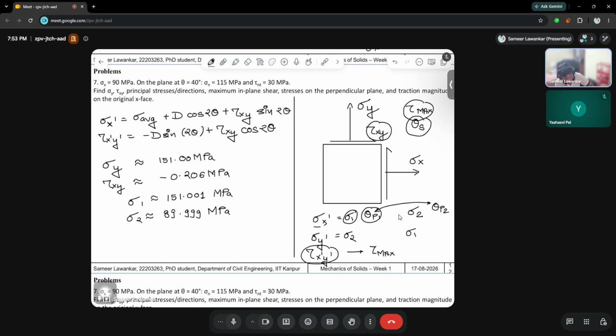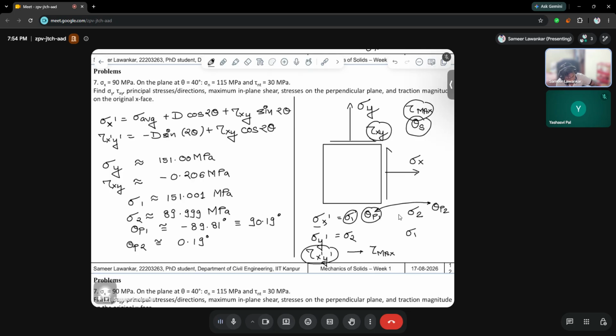Okay, using this you can get theta p1, theta p2. I hope now the actual essence of theta p1 and theta p2 is clear to you. So it is minus 89.81 degrees. In another equivalent form, we can add 180 degrees to it, which gives 90.19 degrees, and similarly 0.19 degrees is theta p2.